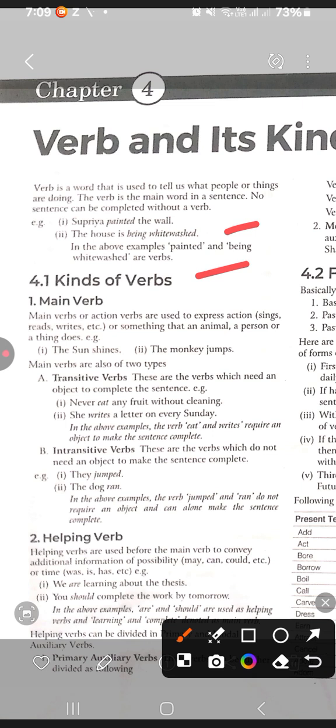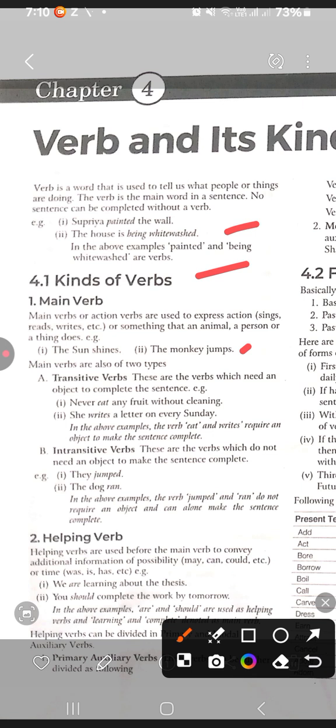Kinds of verbs: main verbs, or action verbs. A verb is also called an action word. These are used to express an action or something that an animal, a person, or a thing does. Like, the sun shines, here shine is a verb, jump is a verb. So, main verbs are also of two types: transitive verbs and intransitive verbs.